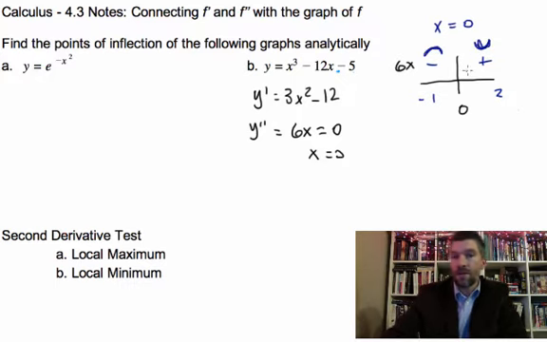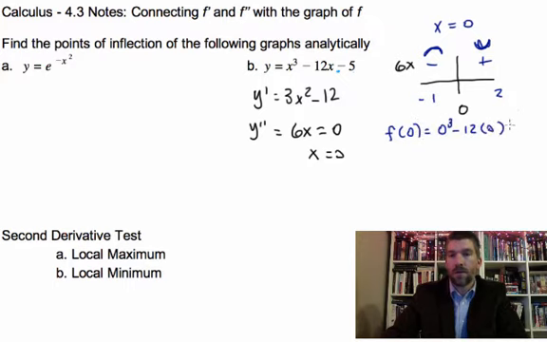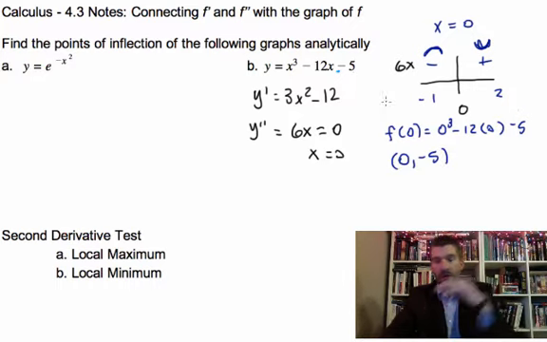So what y value is that? I don't know, but I can plug it back into my original function. So when I look at f of 0, I get 0 cubed minus 12 times 0 minus 5, which ends up being the point 0, negative 5 as my point of inflection. That's where my graph turns from concave down to concave up.